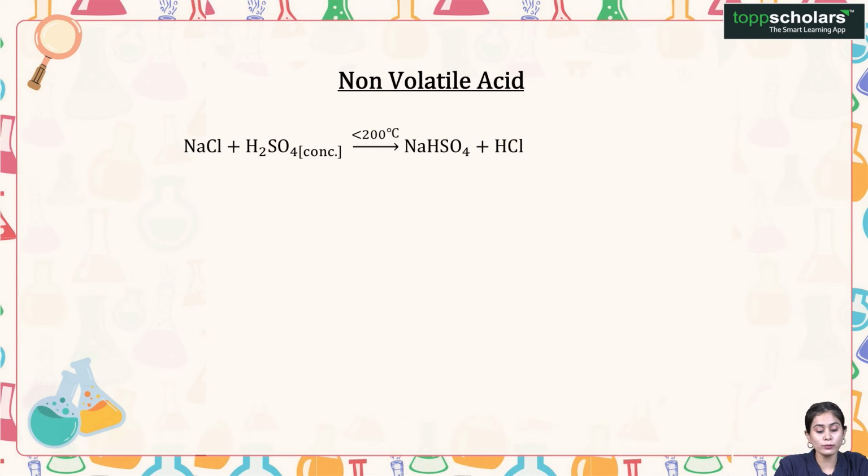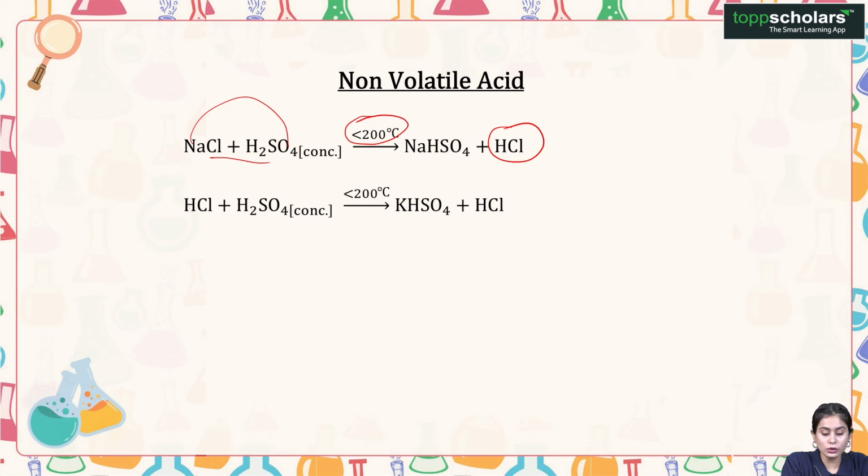Let's move on. Volatile acids: how do we form volatile acids from this H2SO4? So NaCl, we have to use NaCl here and use H2SO4 in the concentrated form. See the temperature less than 200 degrees Celsius. You get NaHSO4 plus HCl gas. Next, you can use this NaHSO4 and more of concentrated H2SO4, and what you will get is Na2SO4 plus HCl. Okay, again at more than 200 degrees Celsius.